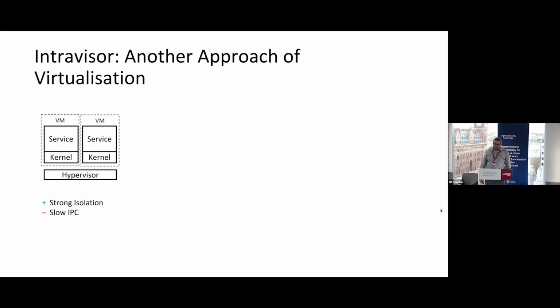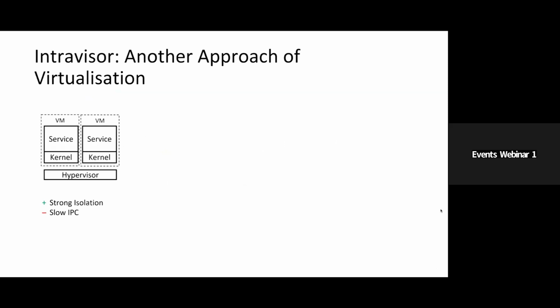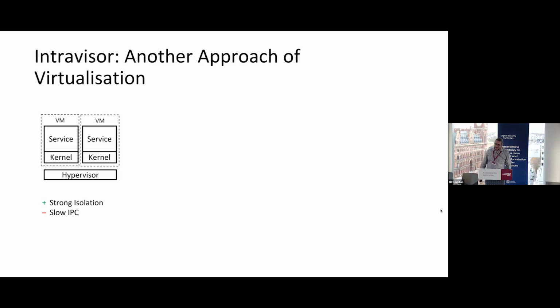There are two key approaches for virtualization. The first is hardware virtualization, where we have a hypervisor and virtual machines. This approach offers very strong isolation of virtual machines. But when a virtual machine wants to communicate with another one, it must use hardware abstractions, which leads to very slow IPC.